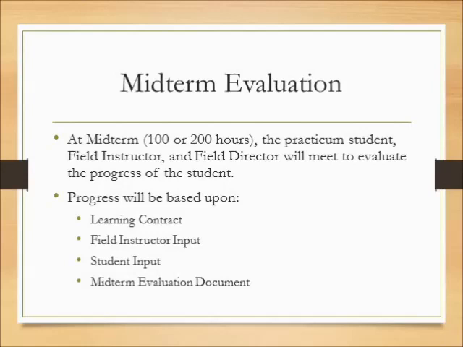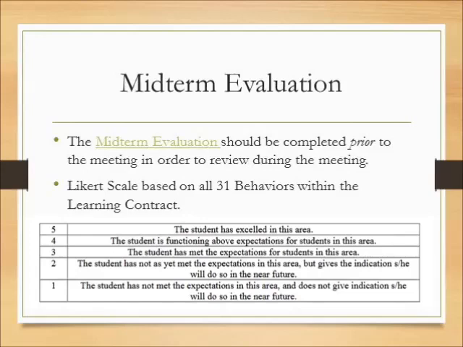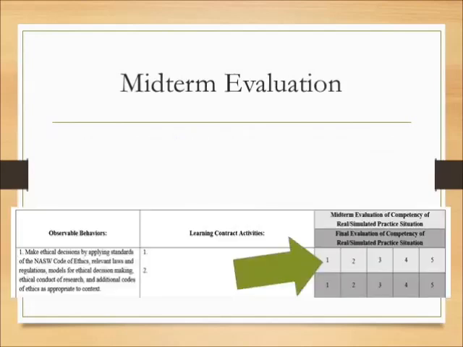We'll ultimately review this midterm evaluation document, which is essentially part of the learning contract. Again, a blank one can be found on the website. The midterm evaluation is based on a Likert scale of all of the 31 behaviors within the learning contract. You can see here 1 through 5, where the student then is assessed on their ability to operate with those behaviors, but also if they've even had the opportunity to practice in that area. We recognize that in agencies, sometimes opportunities for certain practice behaviors or objectives may not have been met at the halfway point, and so that would be where we would give a lower Likert scale, closer towards the 1 range.